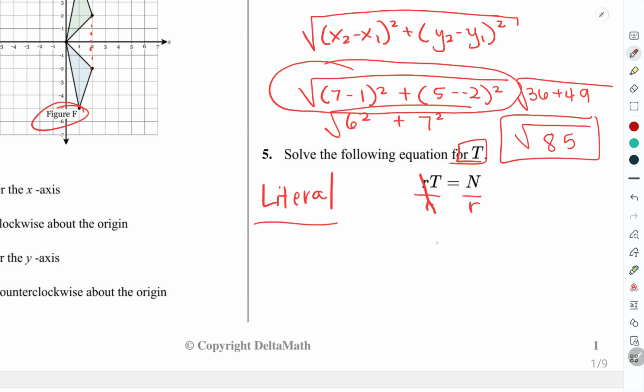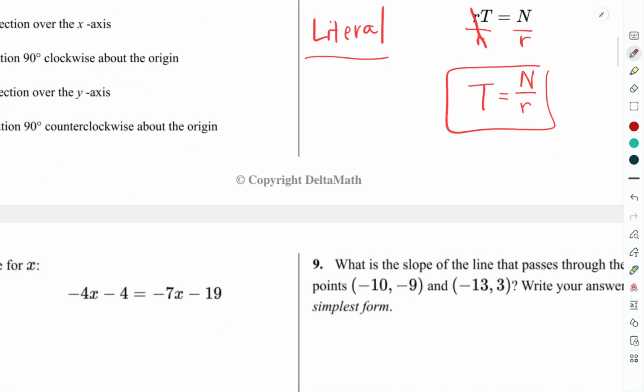And then the 2 r's cancel out. T all by itself, that was the point. Solving for t means to get it by itself, t equals n divided by r. And that's my answer. Right? We can't assume that n divided by r is going to be 5. We don't have any numbers, so the answer is not going to be a number. It's just solved for t, and that's it.